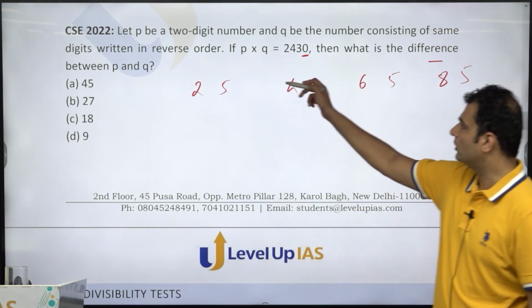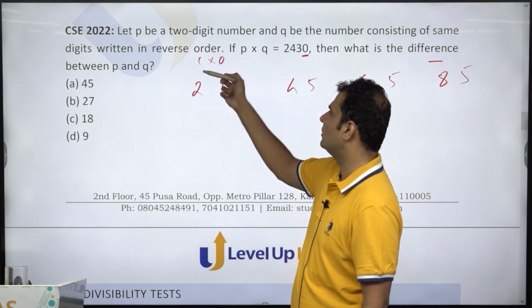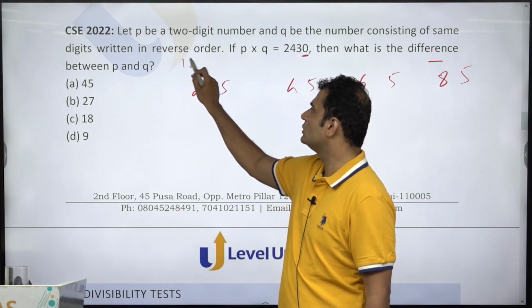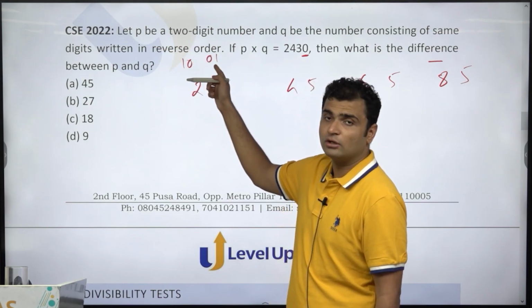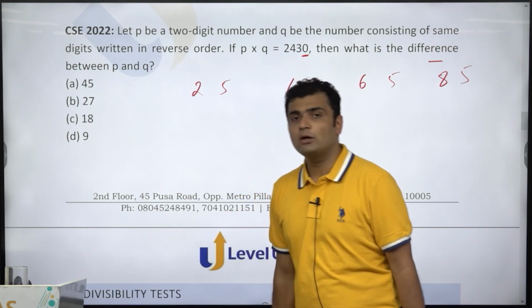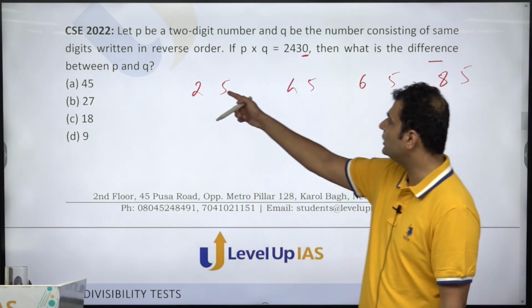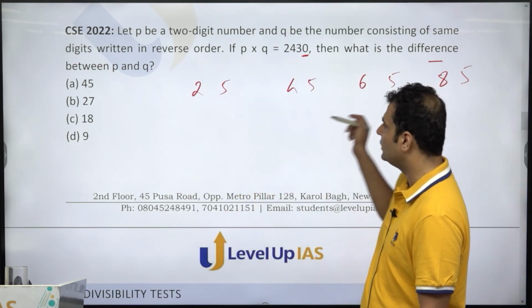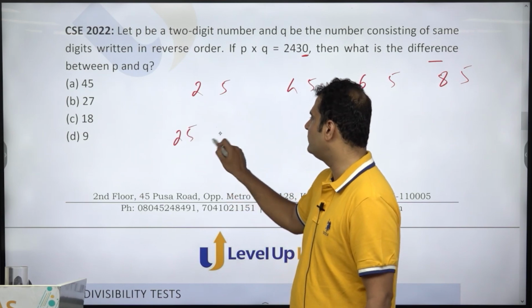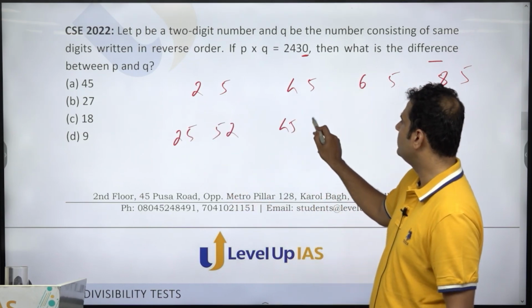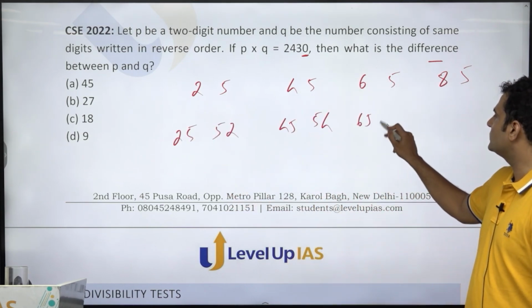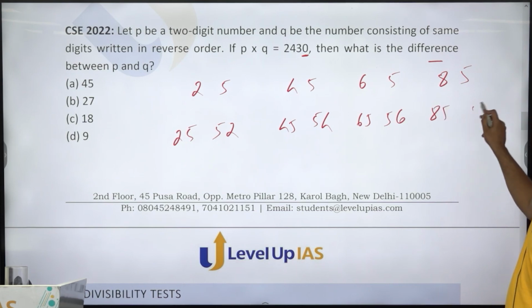Or maybe a 0 like 1 into 0, but if it is 1 into 0, its reverse will become 01. That is not a 2-digit number. Since we are looking for a 2-digit number, it can only be 2 into 5, 4 into 5, 6 into 5 or 8 into 5. So the numbers can be 25 and 52, or 45 and 54, or 65 and 56, or 85 and 58.